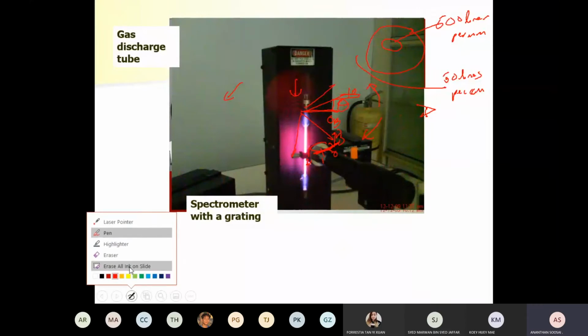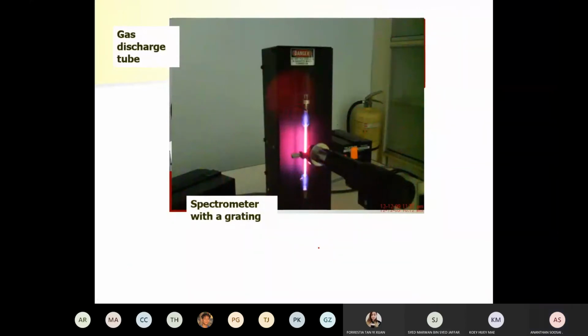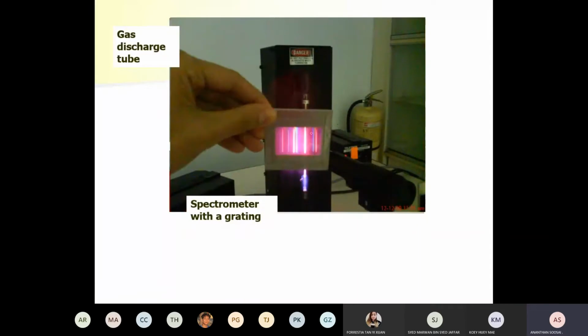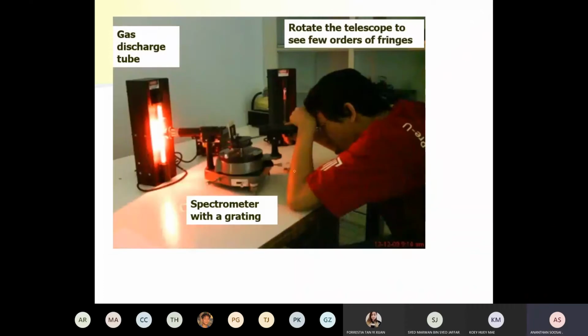Okay, let me clear this. Okay, class, so this is the light shining, and this is how the appearance is going to look when you put on the light. This student is looking at the light, and if you turn the telescope, you're going to see a bright spot. Rotate the telescope to see a few orders of fringes. It's a gas discharge tube, which produces a color with a particular wavelength. So this is called a spectrometer with grating.